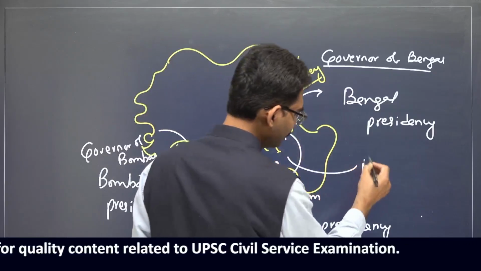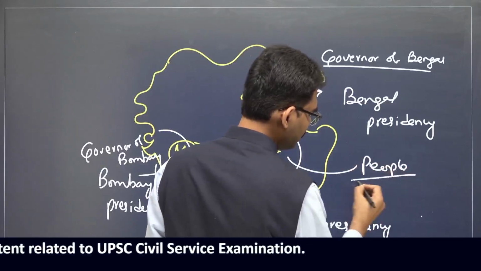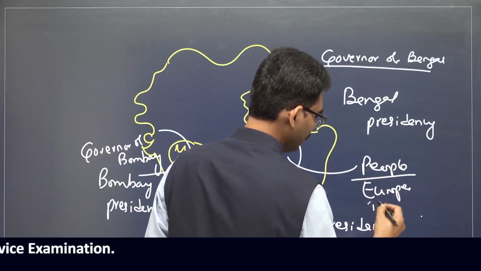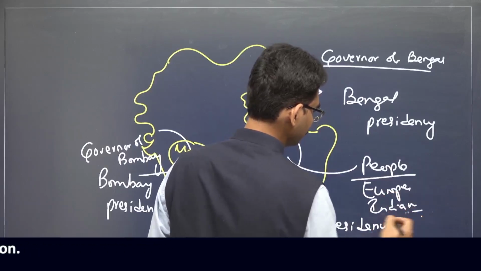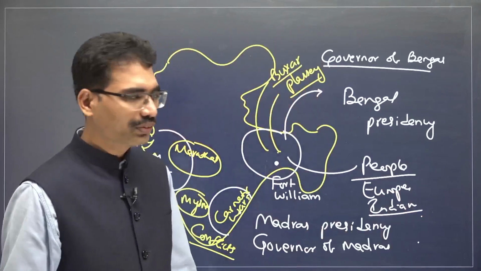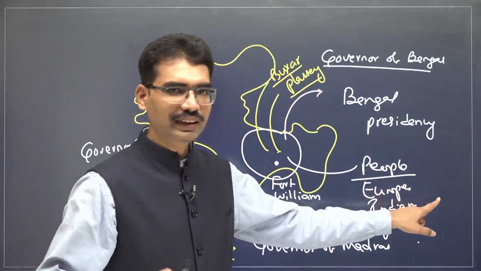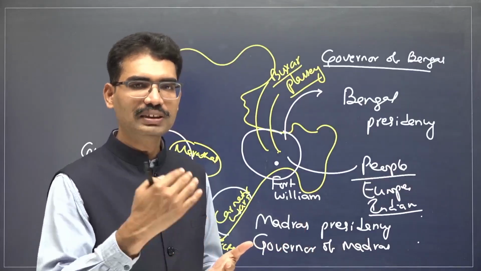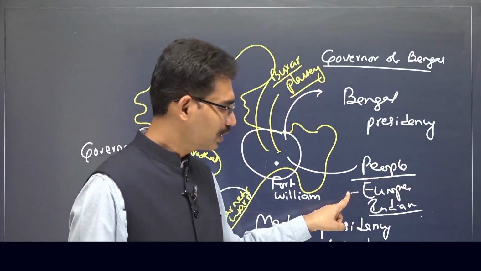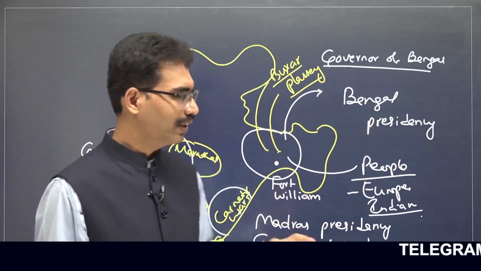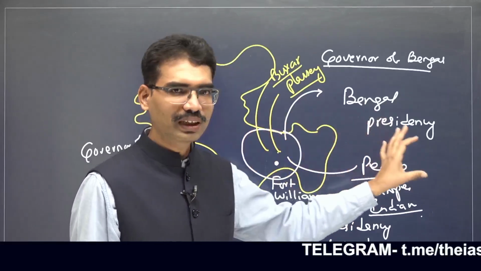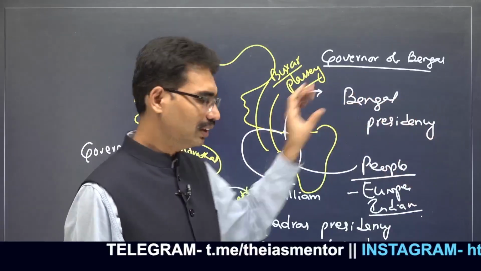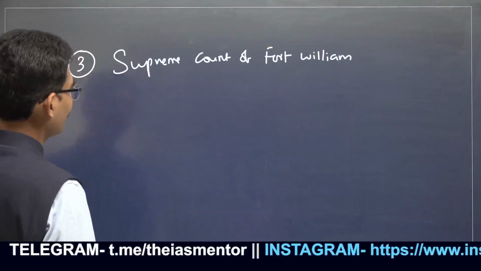Here, people will be there, Europeans are also there, Indians also there. Initially, it was given jurisdiction over Europeans. Later, Indians also. For Hindus, Hindu laws will be applied. For Mohammedans, Mohammedan law is applied. And for Europeans, European law is applied. In that way, Supreme Court of Fort William is handling the judicial wing of this particular administration. So overall, what happened here?